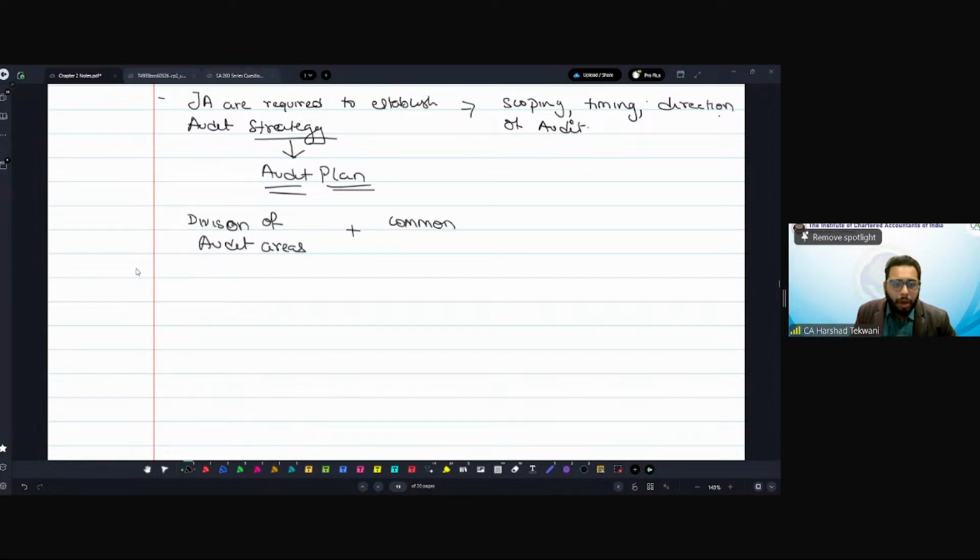Plus common audit areas. We will come back again to the common audit areas because there is something more we will discuss. But let's now understand the division of the areas. Once they divide the areas, who is responsible to communicate to management about the division of work?